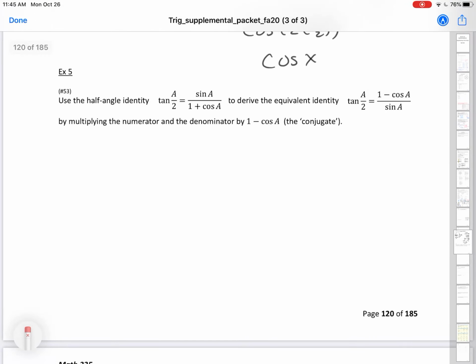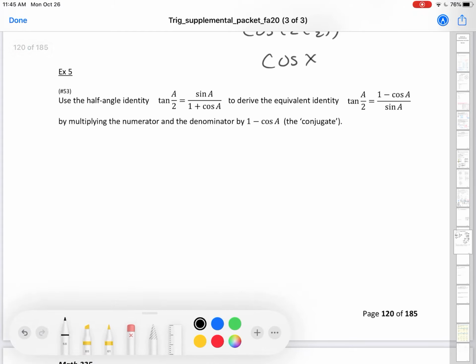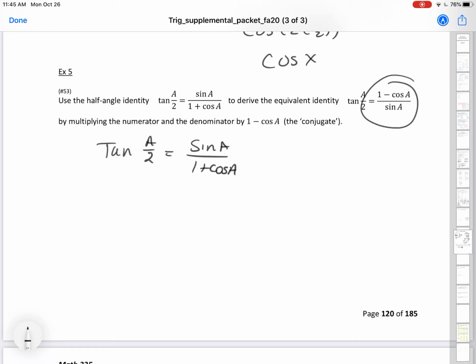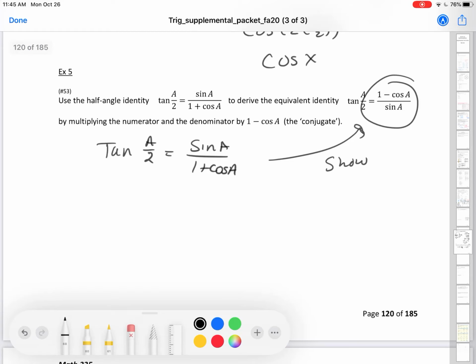And then use the half angle identity. This is actually the first time that we're going to be using a half angle identity, even though this is the section. It says use the half angle identity to derive the equivalent identity. So they want us to start with tangent of a over 2 is equal to sine a over 1 plus cosine a. Start there, and then show this. Well, if I look at those two things, what I'm noticing is that the bottom has a solid denominator. Okay, let's go get a solid denominator. We could get a solid denominator by applying the conjugate.